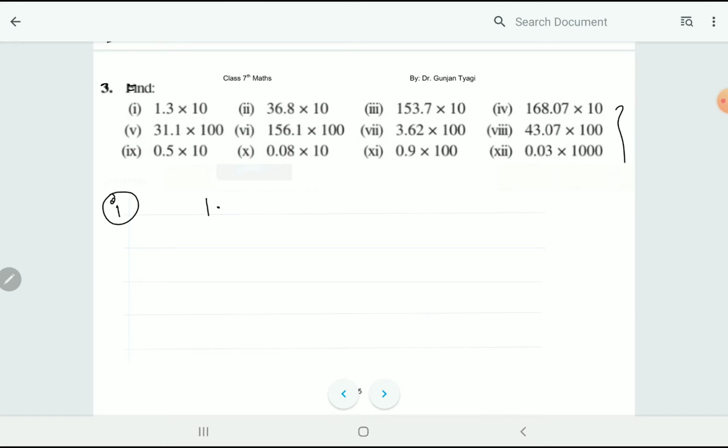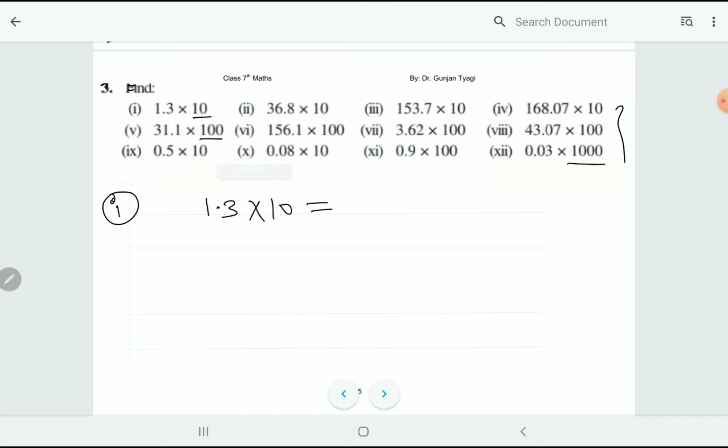It is very easy to multiply any decimal by 10, 100, 1000. You will have to change the place of decimal. Just change the place of decimal. No need to do long multiplication. No need to show any calculation. Just change the place of decimal. So here multiply by 10.